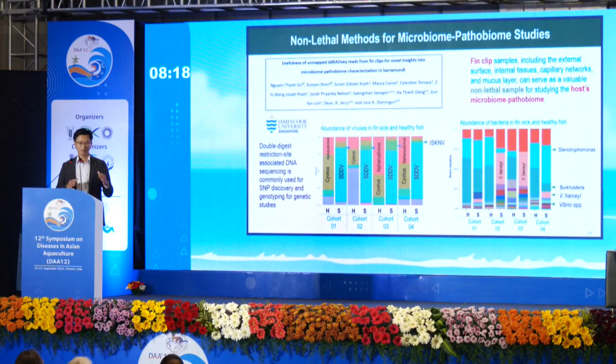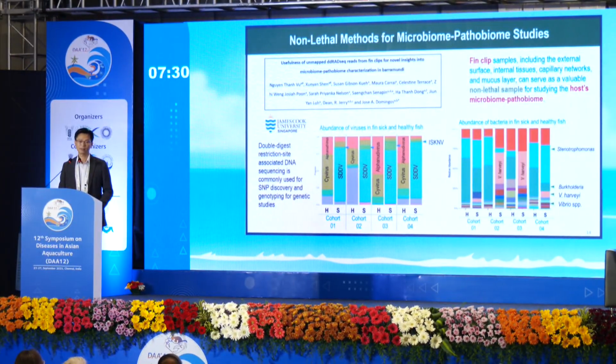And then the data, the unmapped sequences that they got, they looked into those and found that there's a lot of microbiome and pathobiome there. They had the capacity to collect samples from 4 different cohorts, including healthy fish and sick fish compared together. This picture shows the viral microbiome and bacterial microbiome: in the healthy fish there are certain dominant groups of viruses and bacteria, but in sick fish it shifted to SDDV as the major.